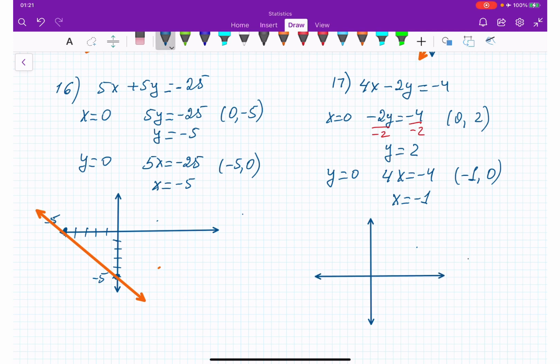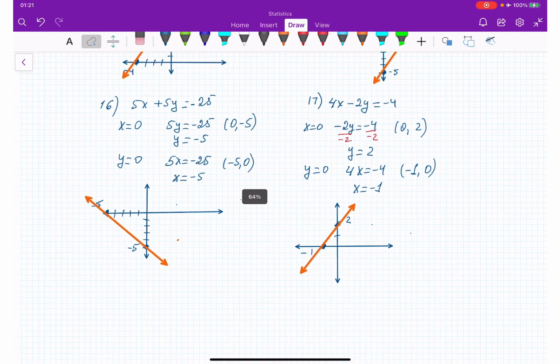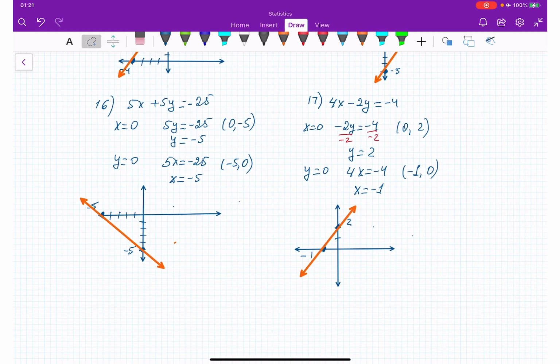So 0 and 2, 1 and 2 right here. And negative 1, here is negative 1. So this is 2, this is negative 1. And my graph is this. Okay, I'm done.